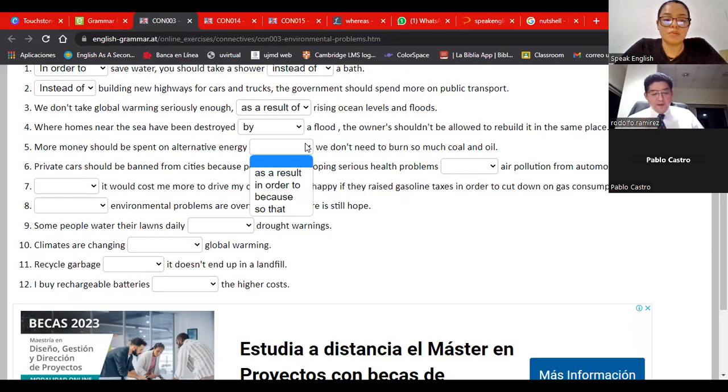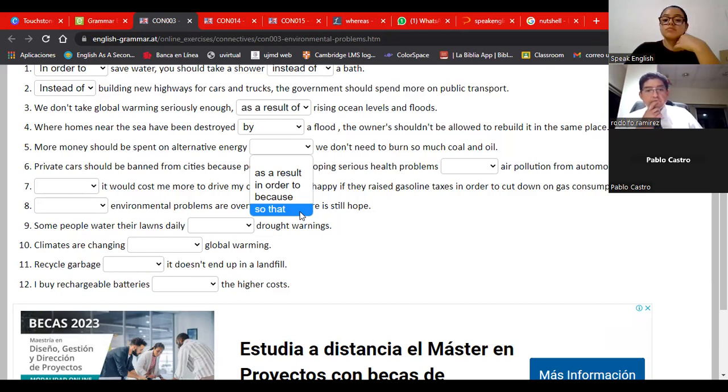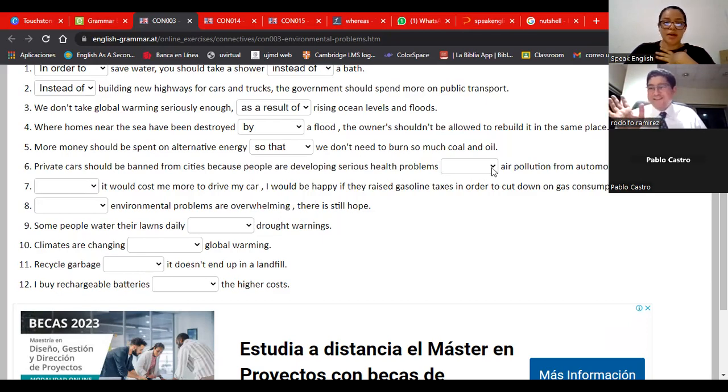Five, Rodolfo. More money should be spent on alternative energy so that we don't need to burn so much coal and oil. Okay, Pablo, do you agree? Let me see. So that. More money should be spent on alternative energy. Yes, sorry. Very good. No worry, it happens to me too. But you agree too? Yeah, I agree. Okay. So that, yes.